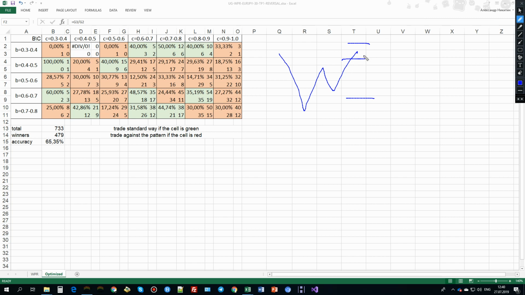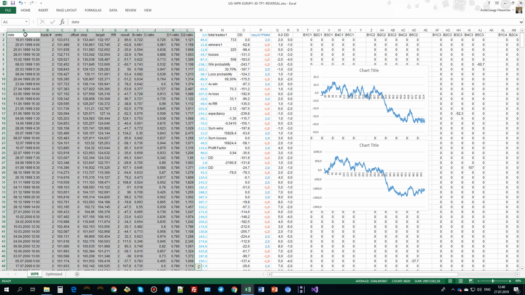Okay, trade them here, take profit and stop loss here if they are red, and trade them the standard way if they are green, placing stop loss here, take profit here. Just simply reverse the trades. Perfect. The second Excel spreadsheet is done.